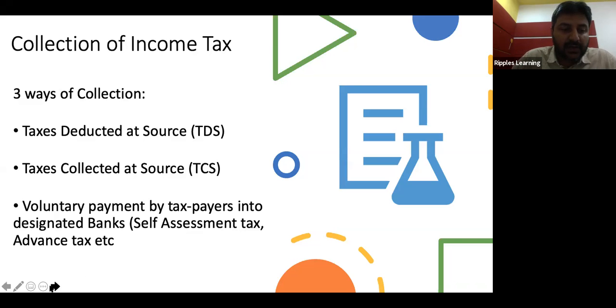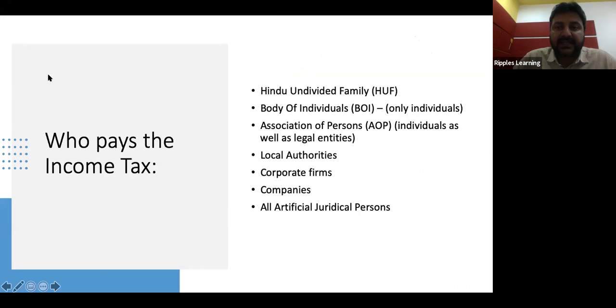Coming to the next step is, I think, who pays income tax. So if you look at, these are the people who are paying income tax. You have Hindu undivided family, you have body of individuals, you have association of persons, you have local authorities, you have companies and corporate firms, and you have all artificial judicial persons. I'll briefly explain this across.